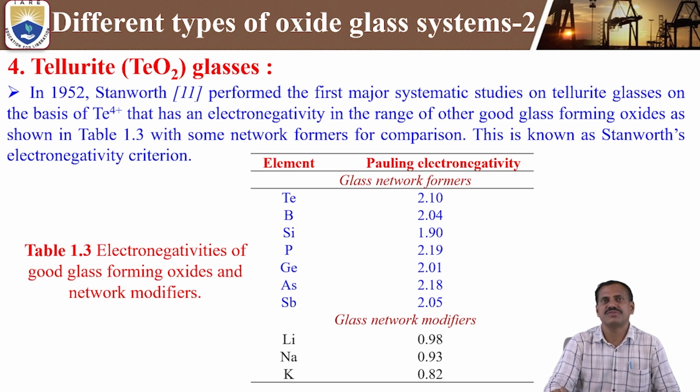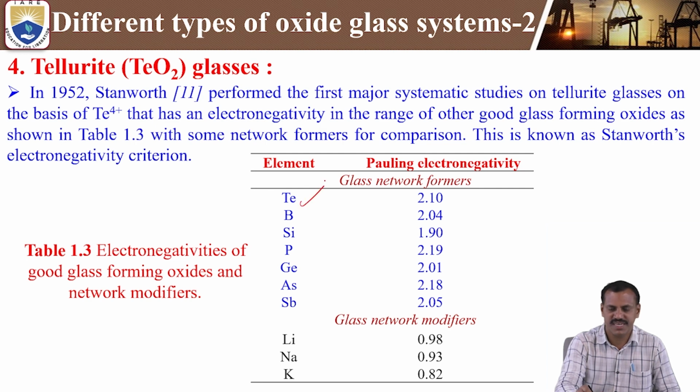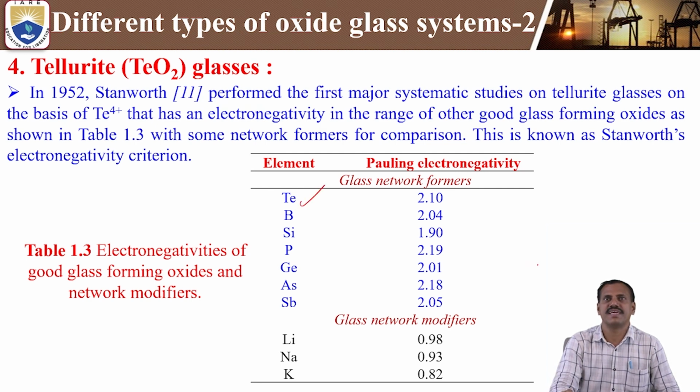So while using the calculation of the electronegativities, we can prepare good glass forming oxides, that is network formers, otherwise network modifiers. Here, this table shows the different kinds of elements as glass formers, network formers and also network modifiers. So first we discuss the network formers.